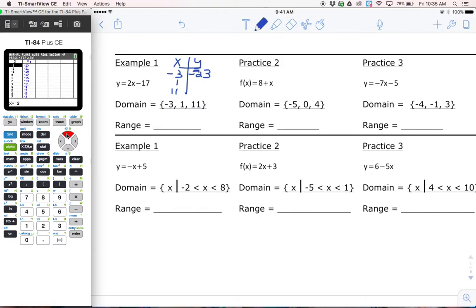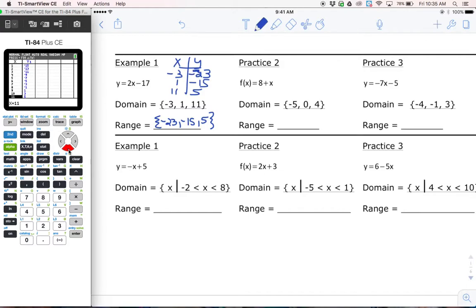Okay, that's a 3, sorry. When x is 1, y is -15. And when x is 11, y is 5. So my range from least to greatest, we would say from -23 to -15 to 5. Go ahead and try problems 2 and 3 in Edpuzzle.